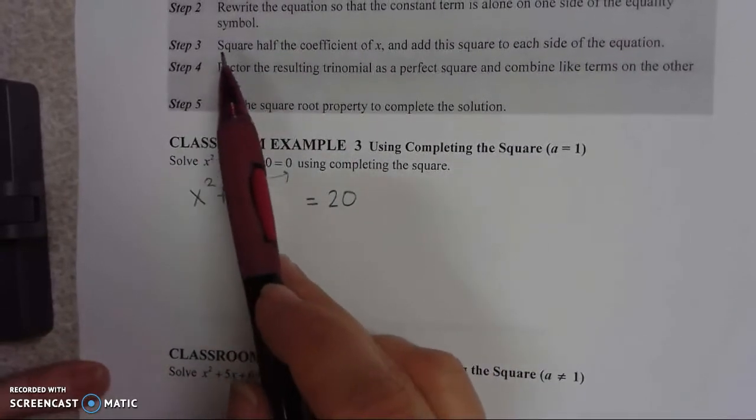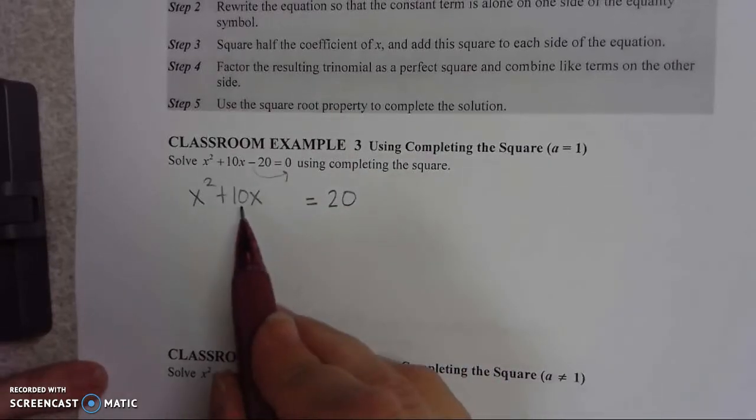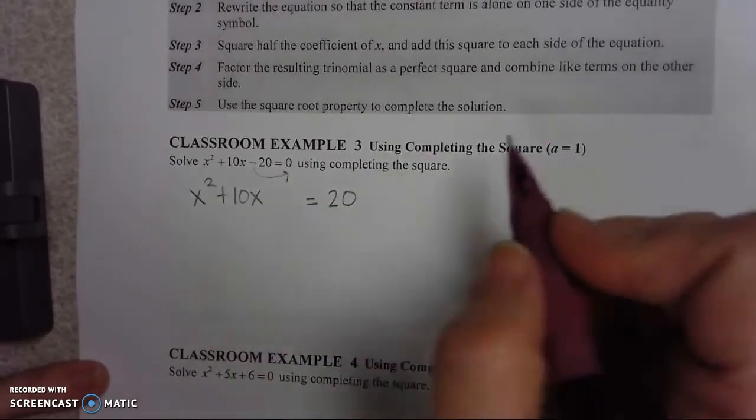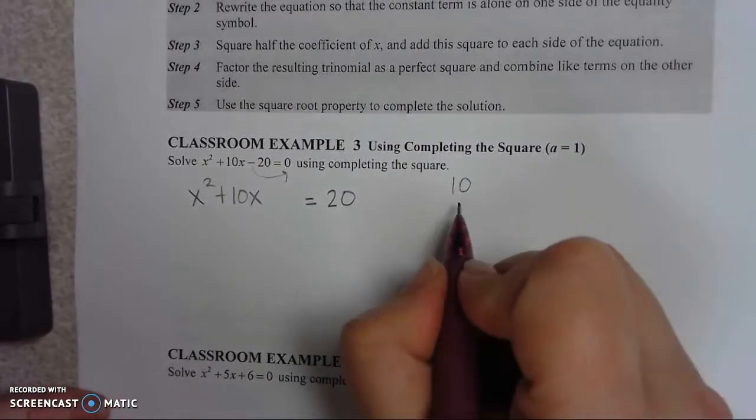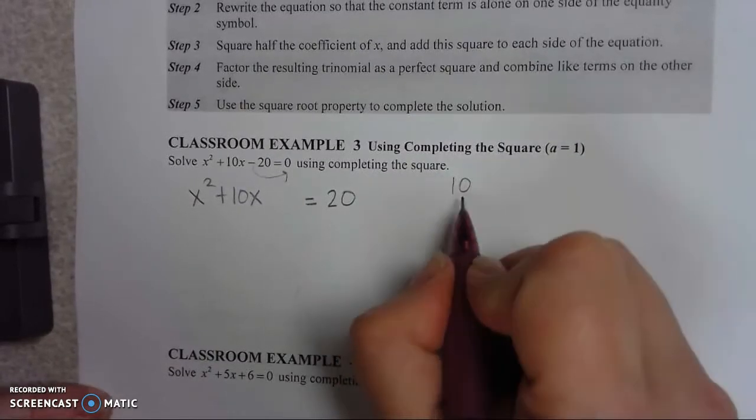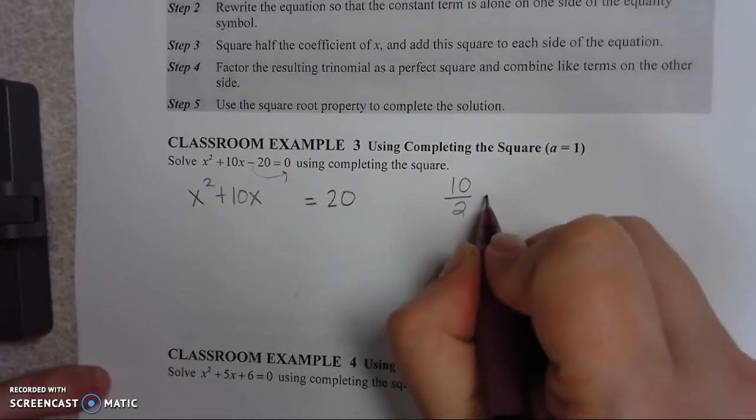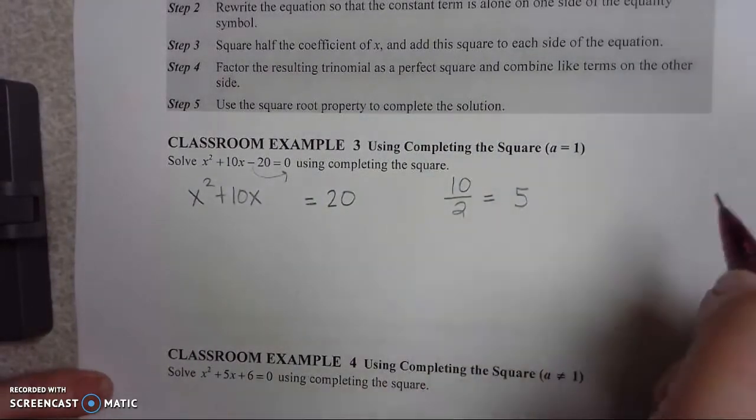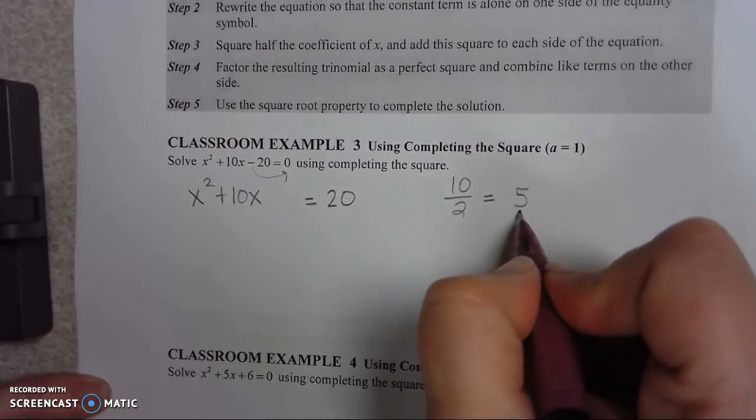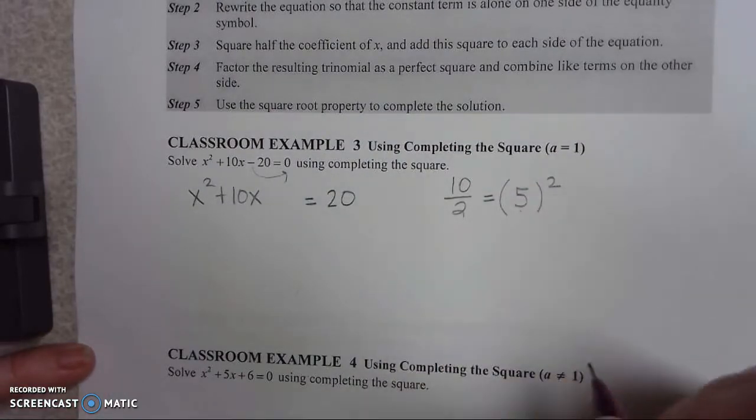Alright, step number 3 says square half the coefficient of x. So here's the coefficient of x. That would be 10. And to square the half, what I'm going to do is find half by either dividing by 2 or multiplying by 1/2, whichever way you want to do it. Alright, and that gives me 5. We're going to use this 5 again, so keep it in mind, but first we're going to square it.